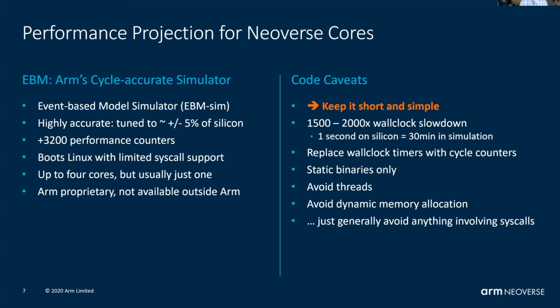Lots of things you have to avoid. I can't use threads. I should avoid dynamic memory allocation, although I will say that I did use dynamic memory allocation in these simulations. It's just you have to be very careful how you use it, and generally avoid anything involving syscalls, which means no threading, static binaries. Keep it as minimal as possible to guarantee the best result. Okay, so that's the tool I'm using.